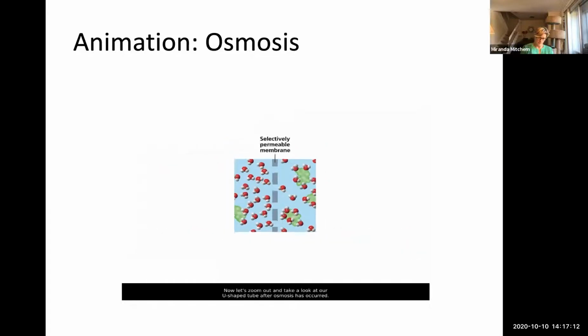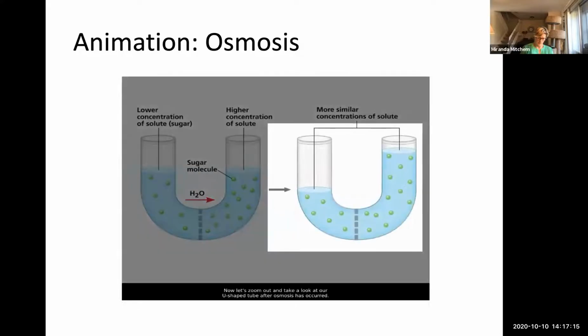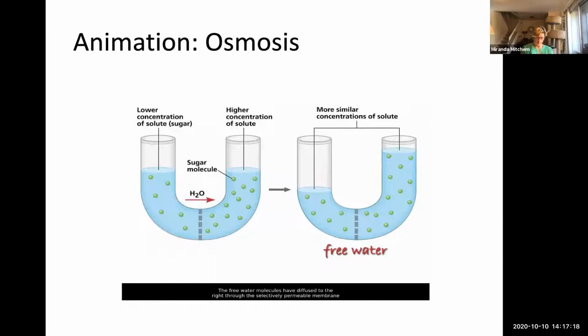Now let's zoom out and take a look at our U-shaped tube after osmosis has occurred. The free water molecules have diffused to the right through the selectively permeable membrane until the concentrations of free water and sugar are about equal on both sides of the tube. Notice how now that osmosis has occurred, the number of green dots on both sides of the membrane has not changed since the start, but the volume of water on the two sides has been adjusted by osmosis. The solution volume is now much higher on the right than on the left due to the movement of so much water. Now each side has about the same concentration of solute.